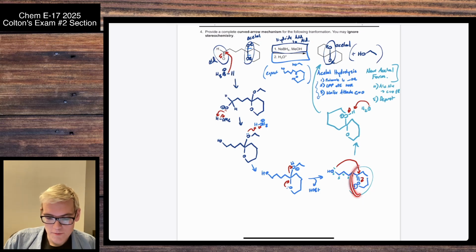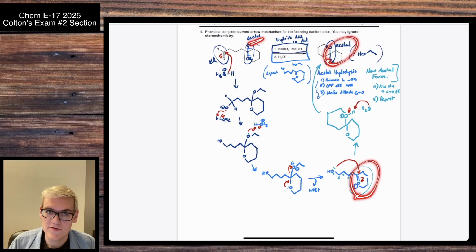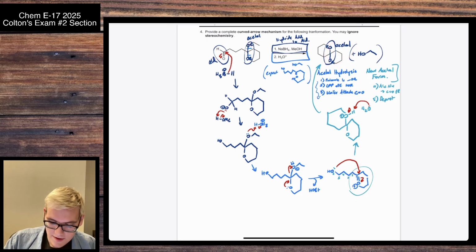But now we started to do a new acetal formation. And the reason we know that happened is because we have an acetal in the product, and it's a different acetal from this first one. So this goes and does an intramolecular attack, and then we just have a deprotonation.